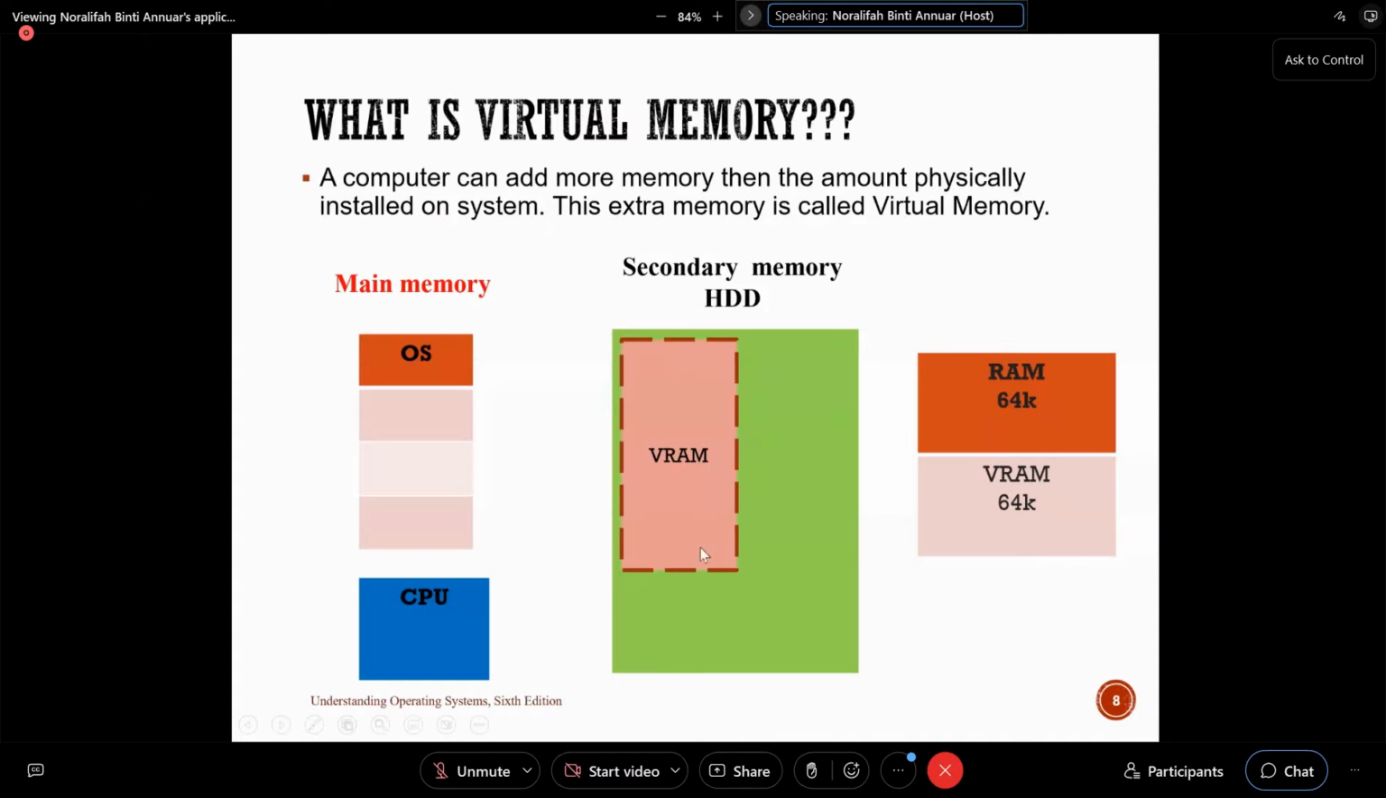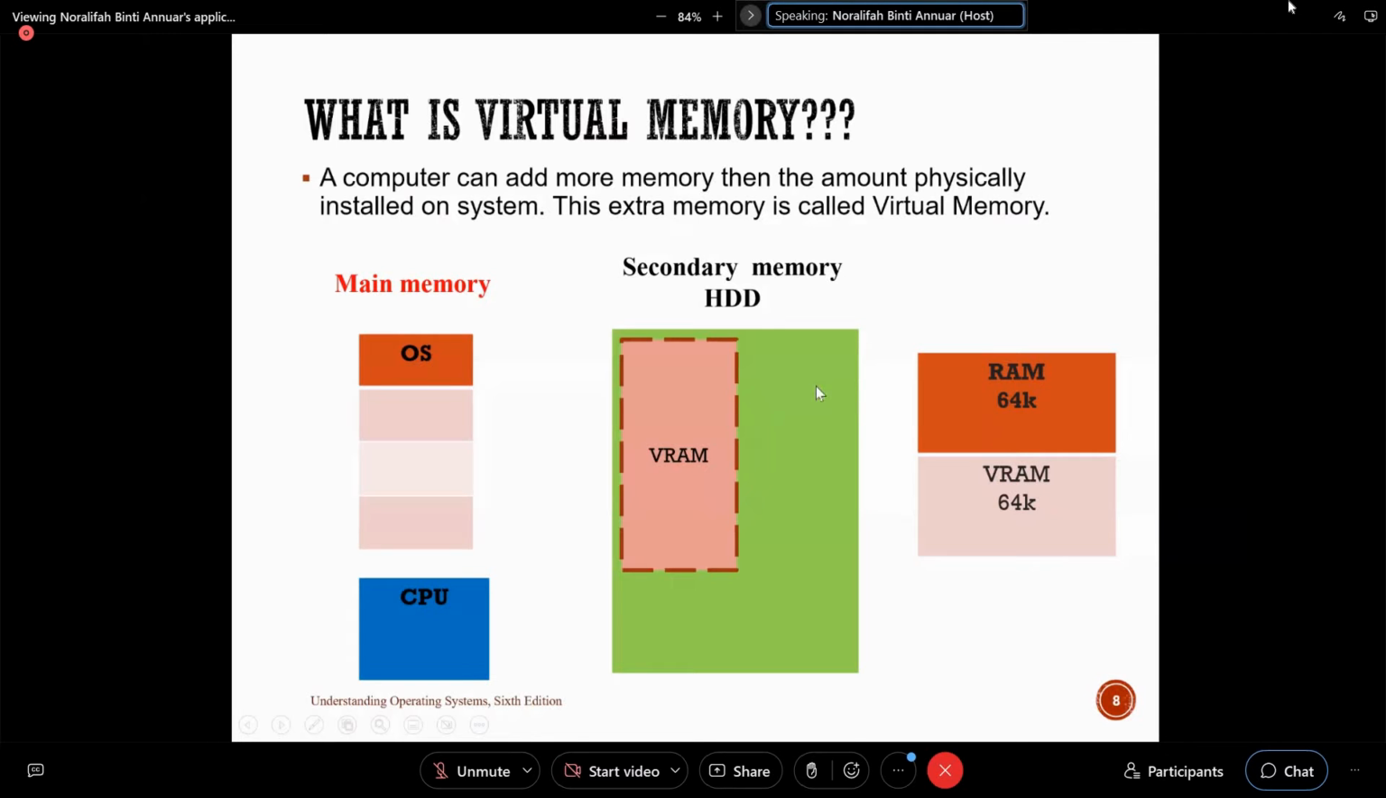So literally dia pinjam space lah. The function is similar to RAM, and often they will mimic lah. Dia akan ikut the same size of the existing RAM. Okay, sebab tak cukup because banyak multi-programming, you need more space. Okay, and then the CPU is here. CPU dia akan still fetch from the main memory. Okay, virtual memory. So here is an example of the size of the VRAM and RAM. Often it will be the same size. Okay, the extra memory is called virtual memory.